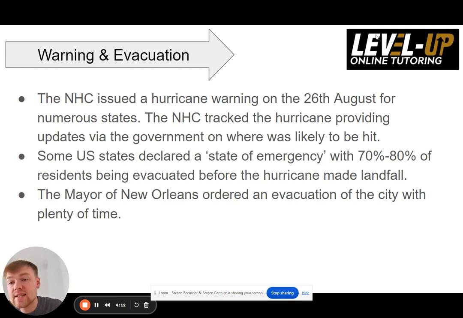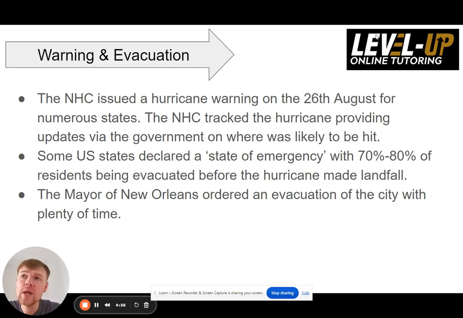Feeding into that is warning and evacuation. The National Hurricane Center issued a hurricane warning a few days in advance for numerous states, with a staggered level of severity for certain states. They tracked the hurricane, providing updates via the government on where it was likely to hit. This is also where you see better infrastructure come into play. If the infrastructure is there, internet, phone lines, TV networks, etc., they've got a much better opportunity of reaching more people in order to alert them and make them aware of what's going on.